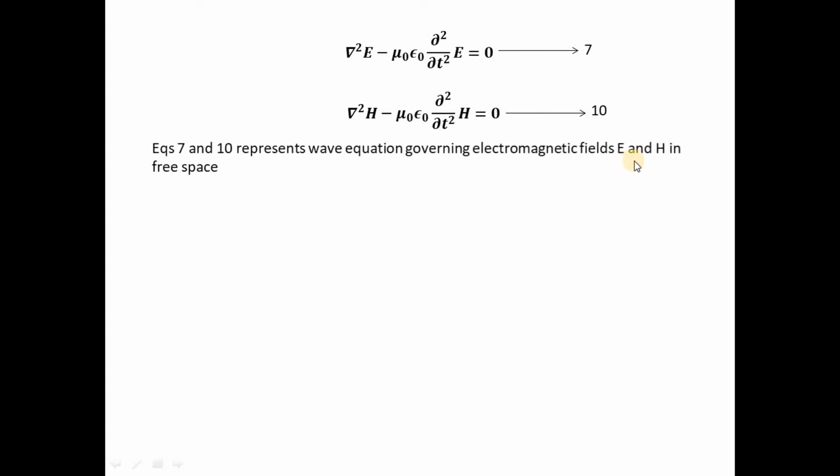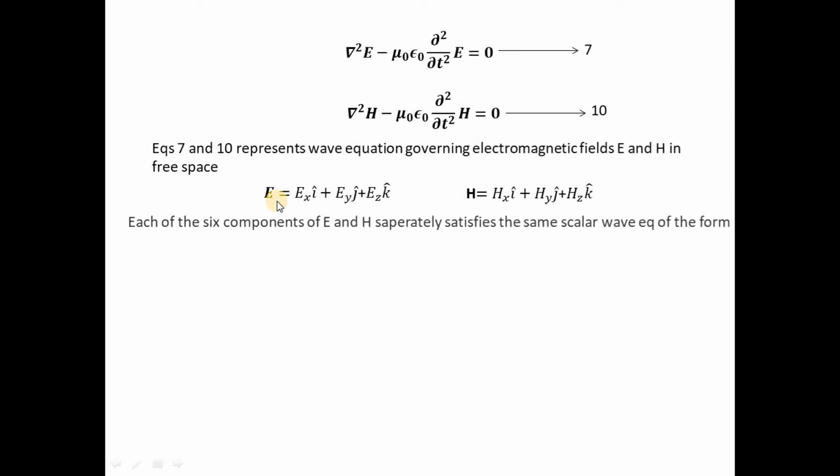Now let me rewrite equation 7 and equation 10. So this was equation 7 and this was equation 10. Equations 7 and 10 represent the wave equation governing the electromagnetic fields E and H in free space. Also, electric field and magnetic field intensity can be written in component form as such. Now each of the components of the electric field and magnetic field are scalar quantities. Each component of the electric field intensity and magnetic field intensity separately satisfies the scalar wave equation of this form, where U is some scalar quantity, and let this be the equation 11.